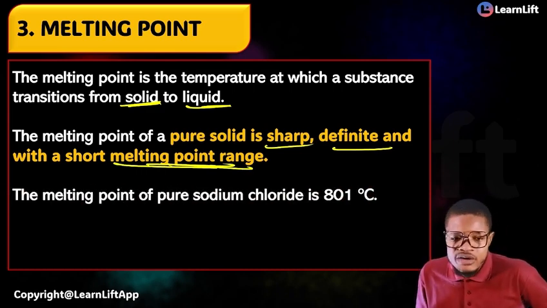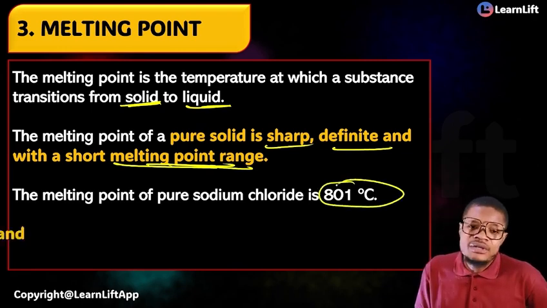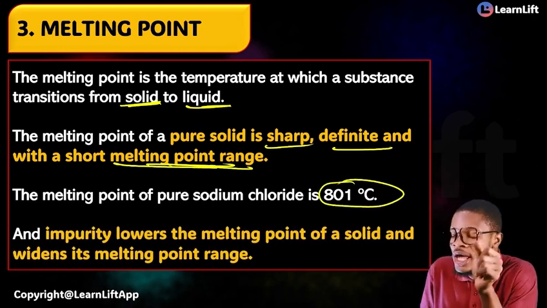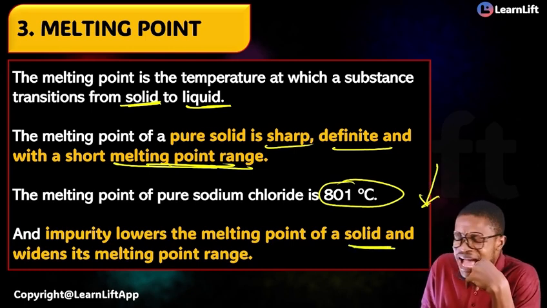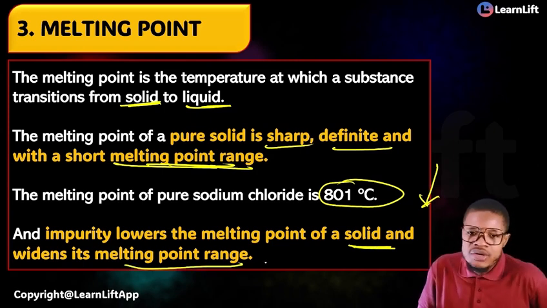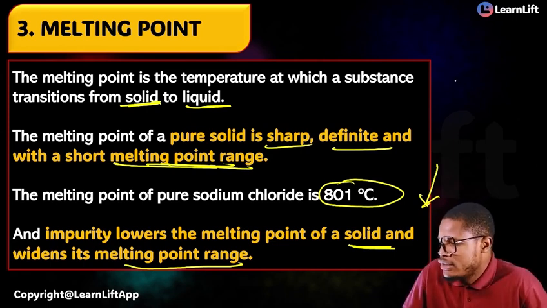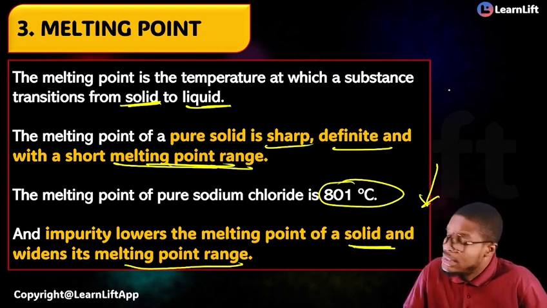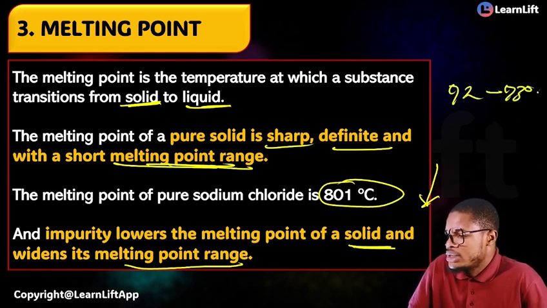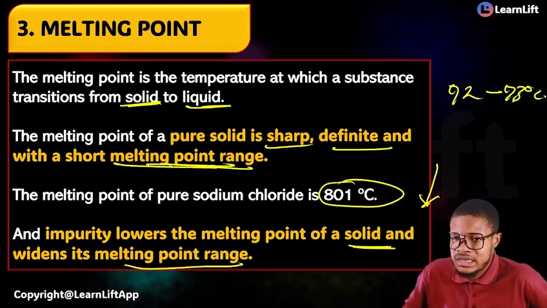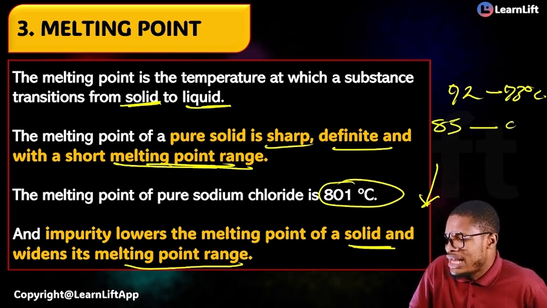And don't forget very quickly that the melting point of pure sodium chloride is 801 degrees Celsius, right? Now, what will impurity do? Impurity will lower the melting point of a solid and widen the melting range. For instance, let's assume the melting point is 92 to 93 degrees Celsius. Impurity will come and widen it, so it can start from like 85, probably to 93 degrees Celsius.